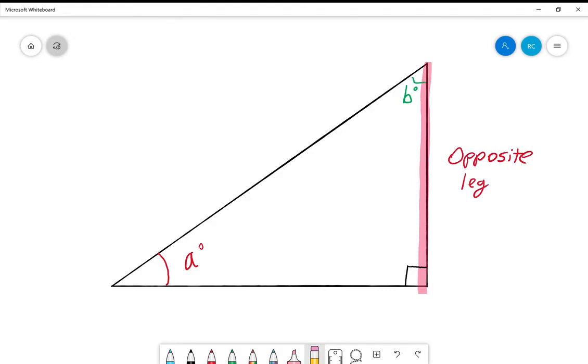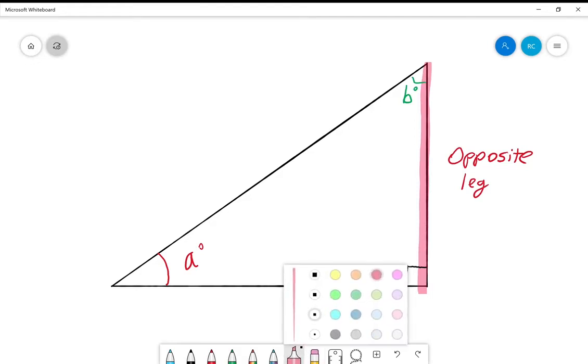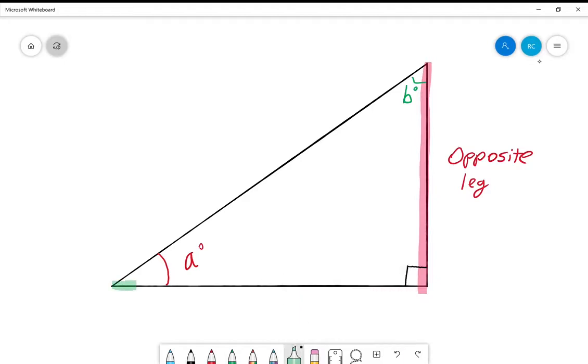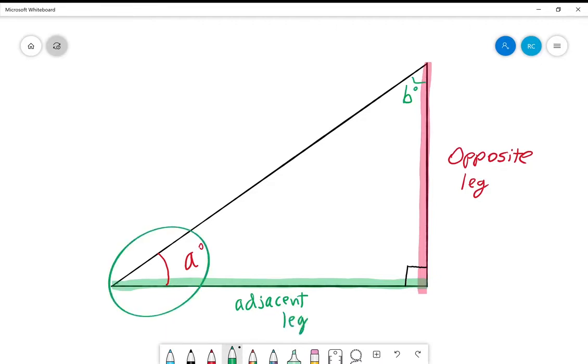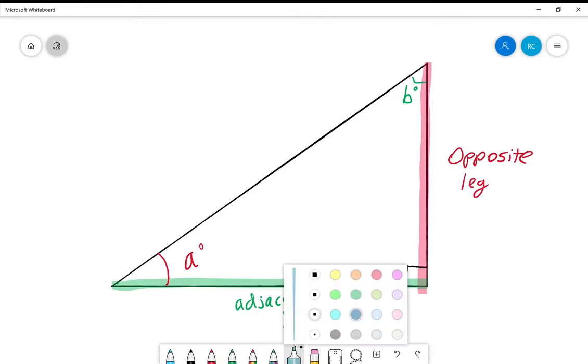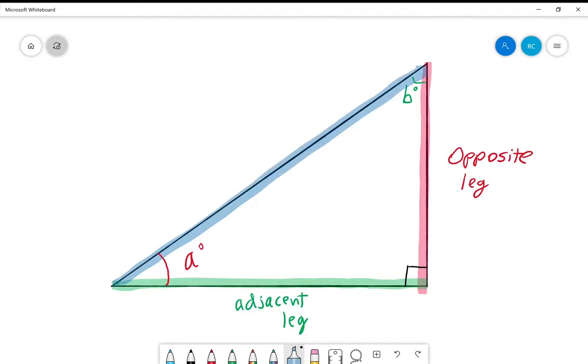And then we're going to call this side here across from angle B, we're going to call this the adjacent leg. Adjacent means next to, so it's the leg that's next to our angle A degrees. And of course, the hypotenuse is the hypotenuse.